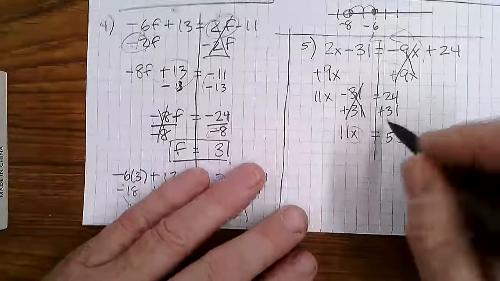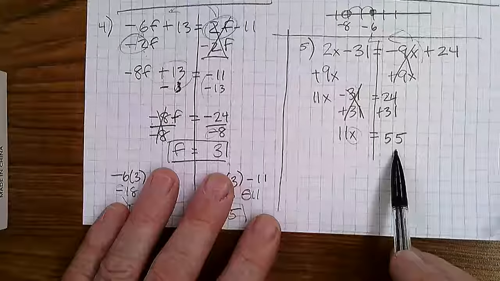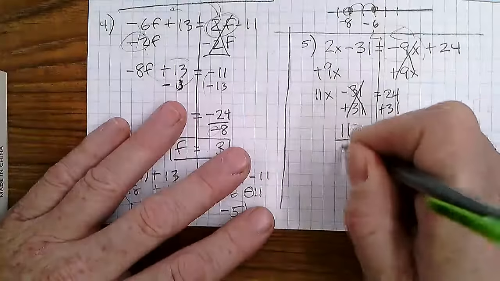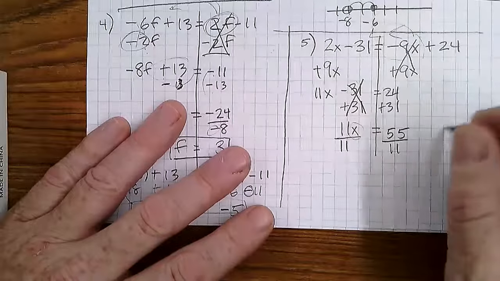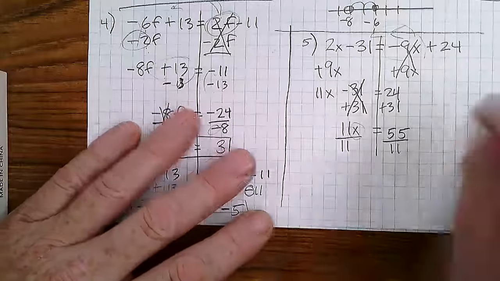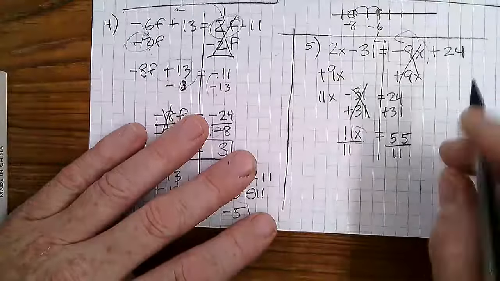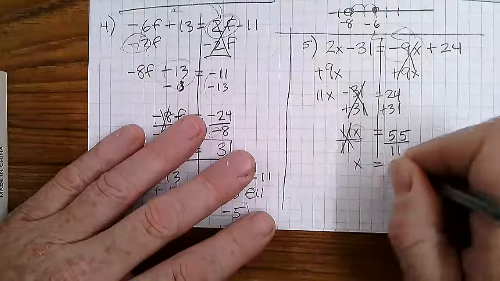And then my last step is, I want this coefficient to be 1. So this is saying I have 11 groups of something equals 55. So what's one group? Well, the way you figure that out is you divide by what's being done. It's being multiplied by 11, so let's do the opposite. And when we do that, we get x is equal to 5.